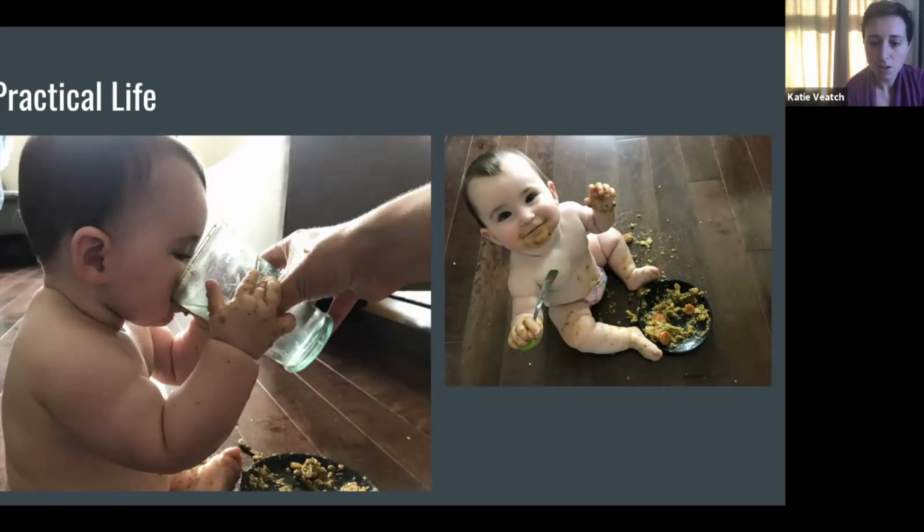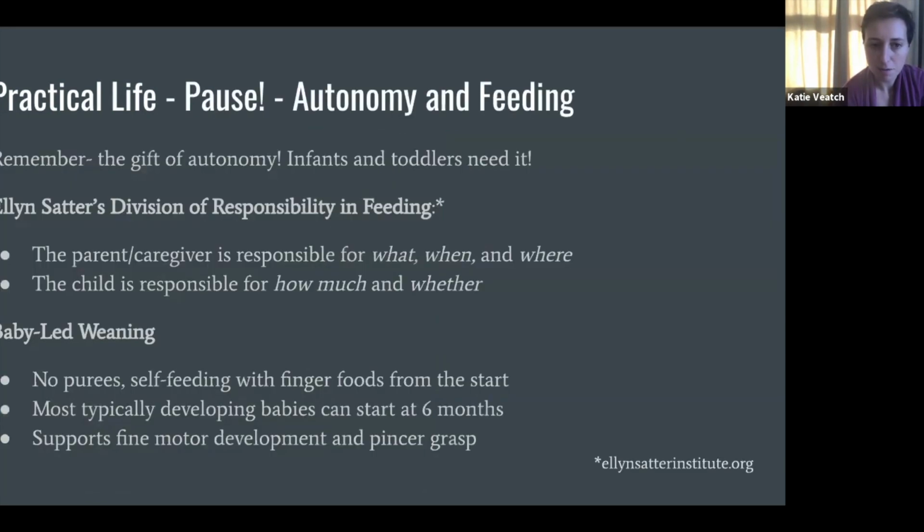I don't know how many of you have practiced baby-led weaning or division of responsibility from Ellen Satter, but let's talk about that for a minute. So autonomy with feeding is a really valuable practice. If you are spoon feeding a baby, a typically developing baby, purees, and you don't know about baby-led weaning, check it out. It's very cool.